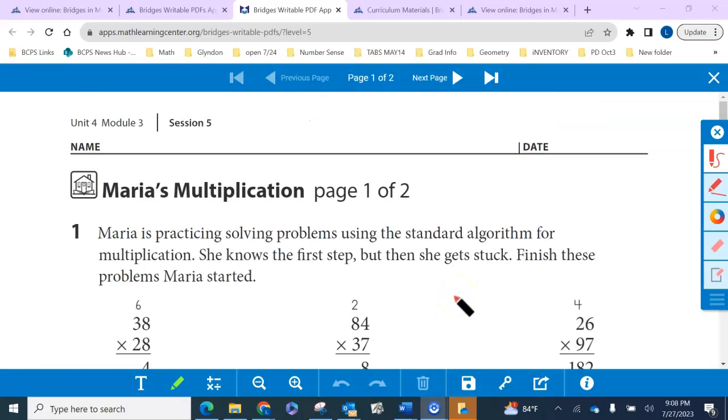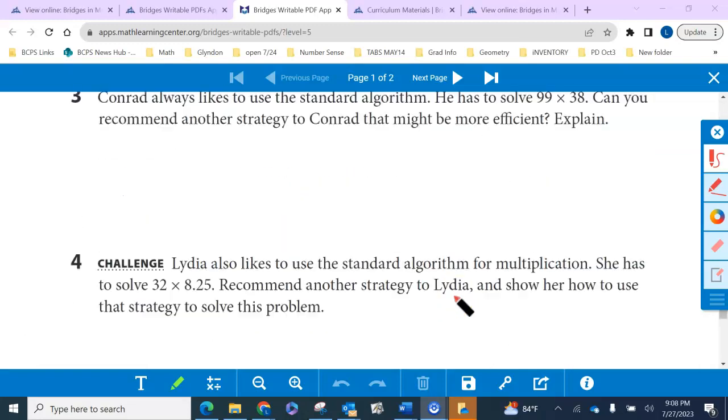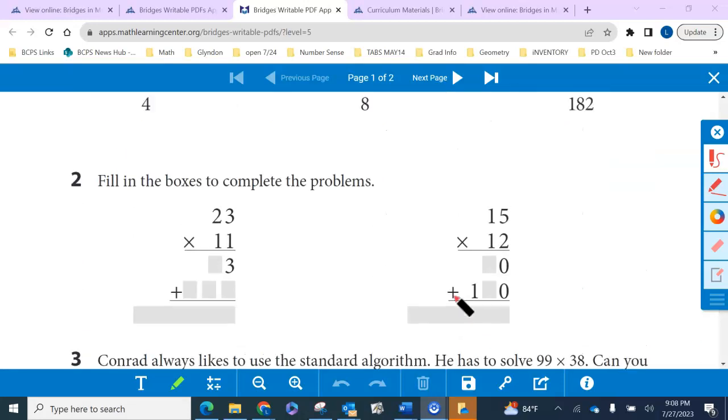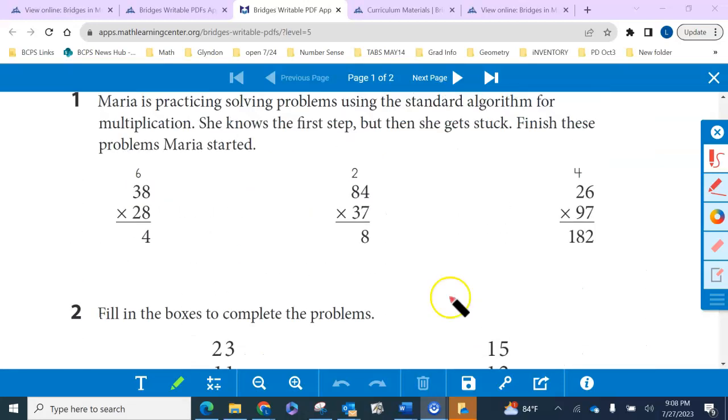This is from Maria's multiplication home connection, page 79, and this is a refresher on how to use the standard algorithm to complete a 2-digit by 2-digit multiplication. For this particular problem, they've started the first step and then asked the student to finish it for Maria. So Maria, we start off with the ones place.